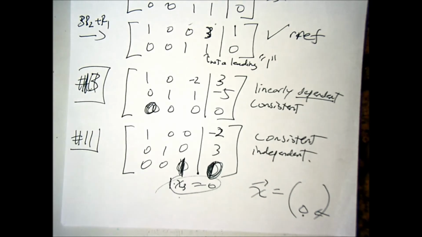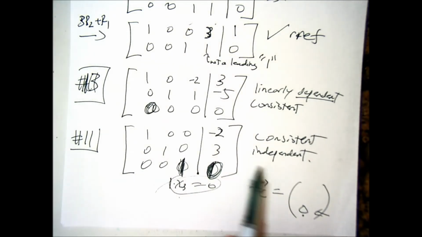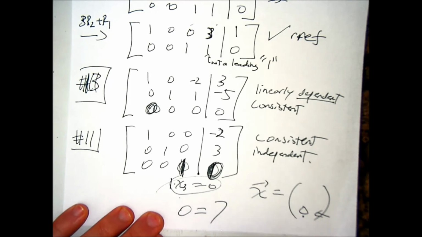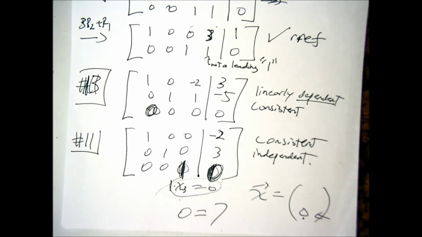The thing to look for is a row of zeros. If I have a row of zeros, it's dependent. If I don't have a row of zeros, it's independent. If I have a contradiction, remember, if I have something like 0 equals 7, if I have a contradiction, that is an inconsistent system. Okay? Let's keep going.